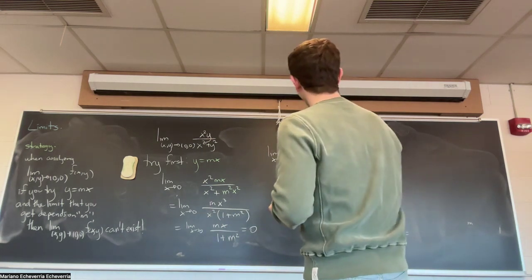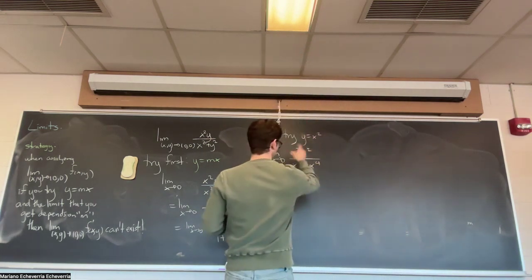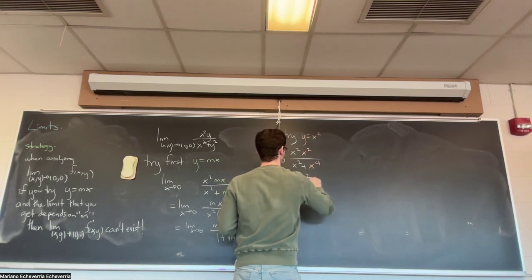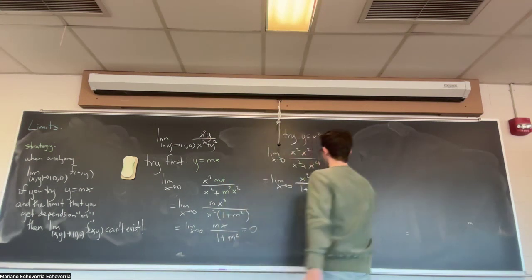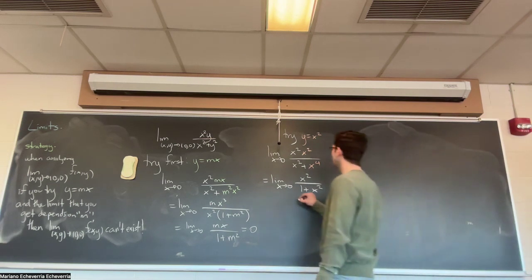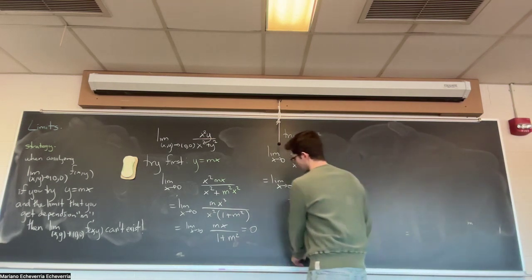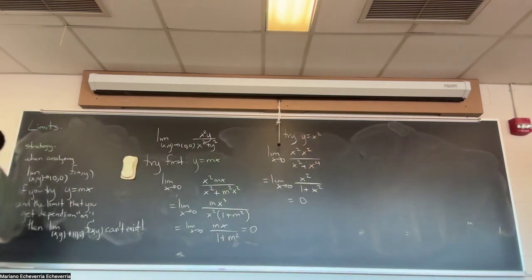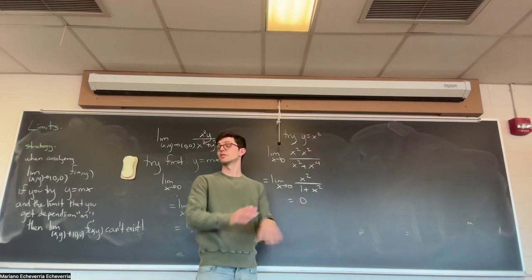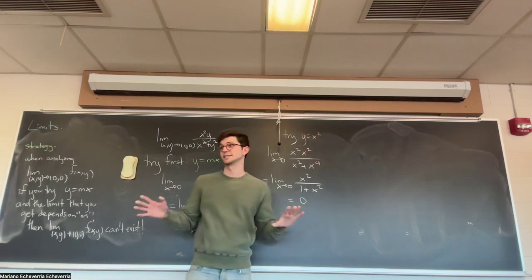And again, I can cancel an x squared on the top and bottom. So I get the limit as x approaches 0 of x squared divided by 1 plus x squared, right? And that continues to be 0. So in this case, it's still true that if we had found, for example, along this parabola, that the limit is 1/2, then we're done. The limit would not have existed.